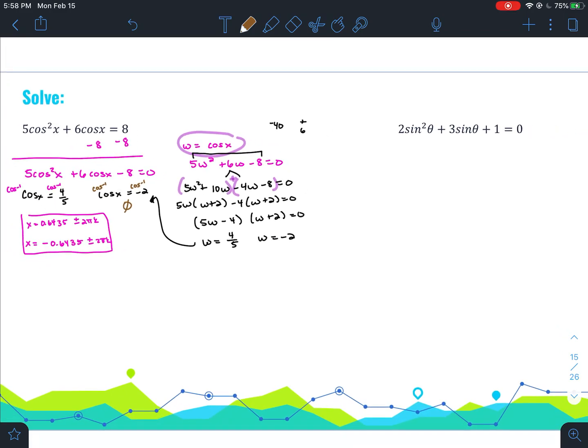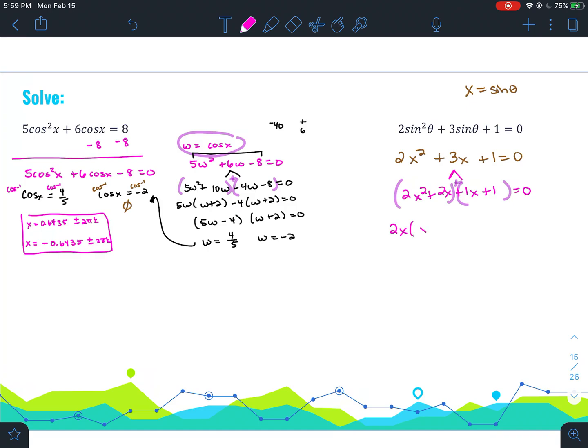All right, let's look at another one. On this one, we have one side equal to 0, so let's let x equal sine theta. So if I rewrote this, I would have 2x squared plus 3x plus 1 equals 0. And I can break up that 3x into 2x and 1x, and then we have the plus 1 and the 2x squared. And then factor by grouping.